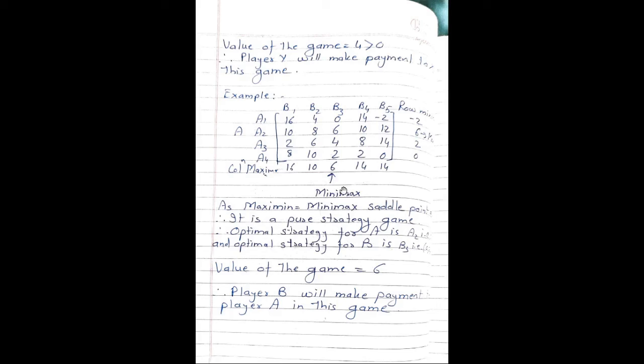6 is maximin and 6 is minimax. So as maximin is equal to minimax, saddle point exists. Therefore, it is a pure strategy game. Therefore, optimal strategy for A is A2, that is 0, 1, 0, 0, and optimal strategy for B is B3, that is 0, 0, 1, 0, 0, and value of the game is equal to 6, which is greater than 0. Therefore, player B will make payment to A in this game.